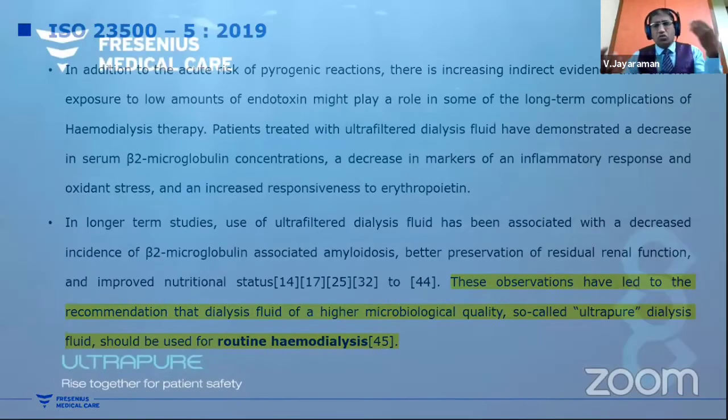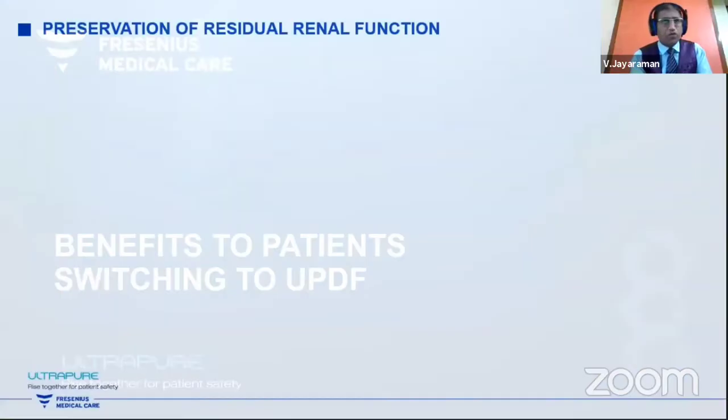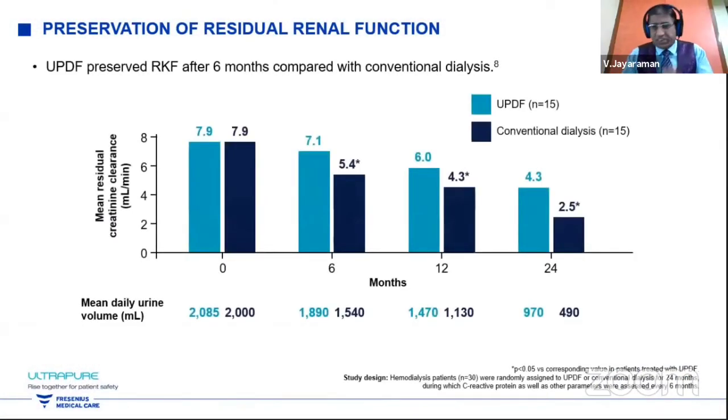So when you switch from the normal standard fluid to the UPDF, ultra-pure dialysis fluid, what are the benefits? A quick overview. Preservation of the residual renal function. There are a lot of studies you can see in PubMed and many other journals. What is that? It preserves the residual kidney function. And how does it? When the endotoxin goes inside the blood, it causes endothelial damage, the blood supply to the kidneys decreases, and GFR is going to reduce. So this slide talks about how UPDF is going to definitely preserve the residual renal function.